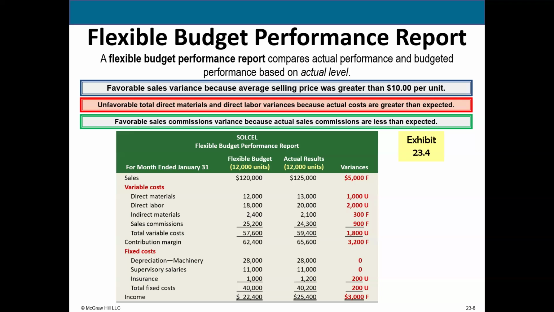But there's a couple of variances I want to call your attention to that kind of stick out in my mind. The first one is the sales variance. We planned on producing and selling 12,000 units, but we only planned on selling them at 120,000. We actually sold them at 125,000. So what happened there? Well, what probably happened is that we increased the sale price at some point, right? So that caused a $5,000 favorable variance.